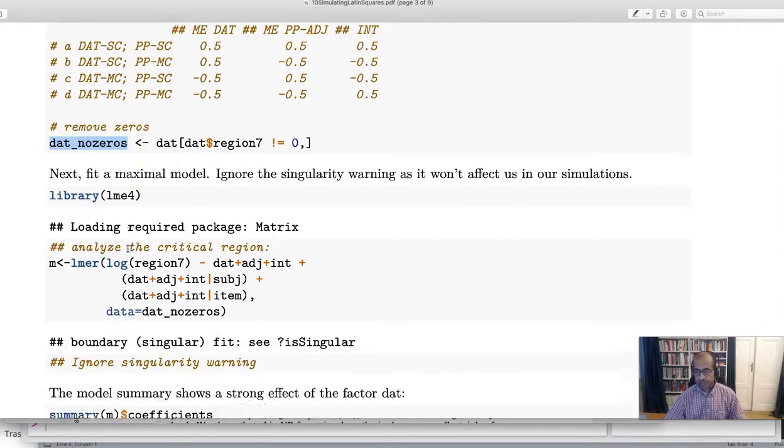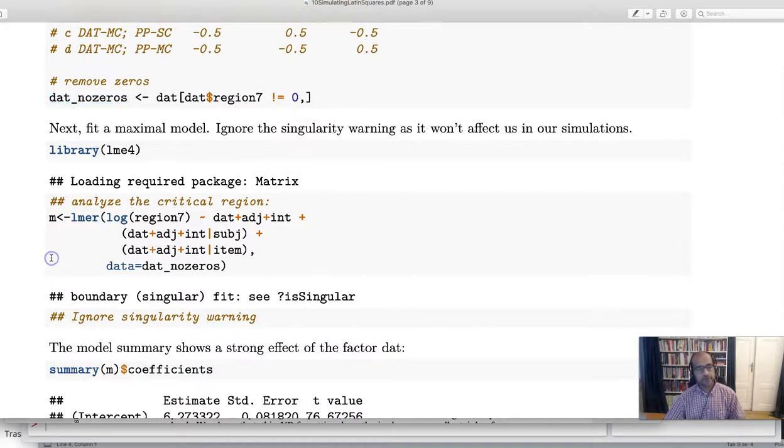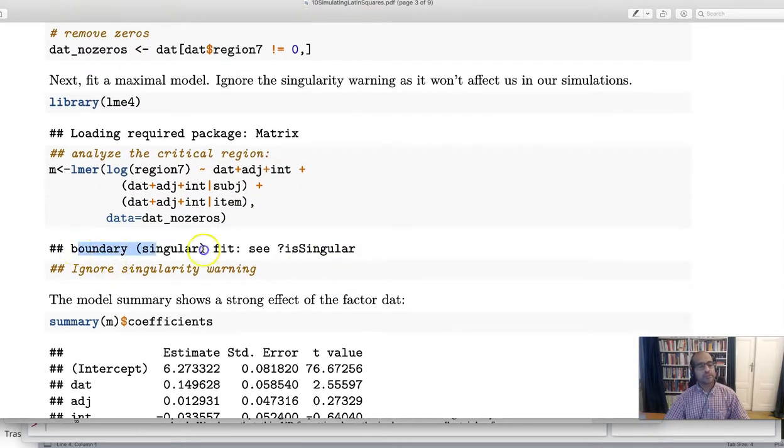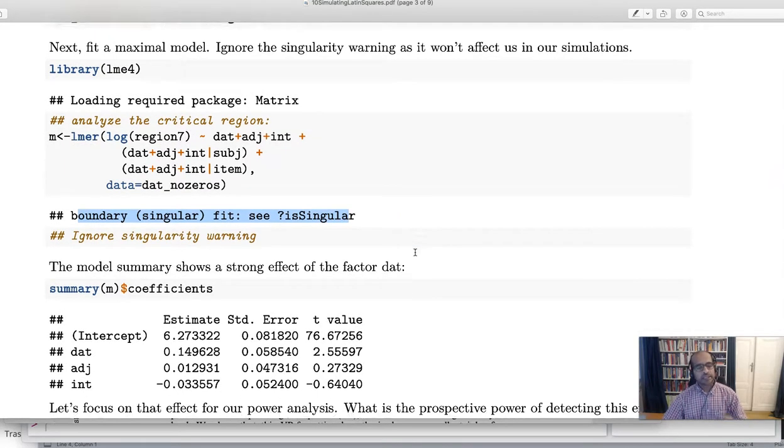So I'm using their data frame, the way they did the analysis. I'm repeating it. So now what we do is we fit a linear mixed model to the total reading times on the log scale, right? And we look at the main effects and the interaction, and we fit a maximal model. There will be some singularity warning here, but we can ignore it for reasons you will see in a moment.